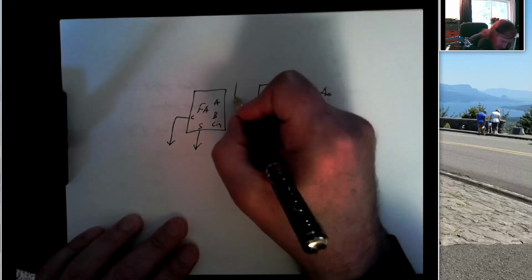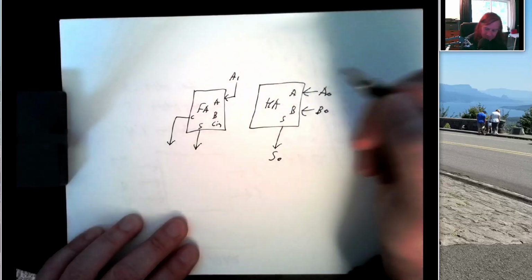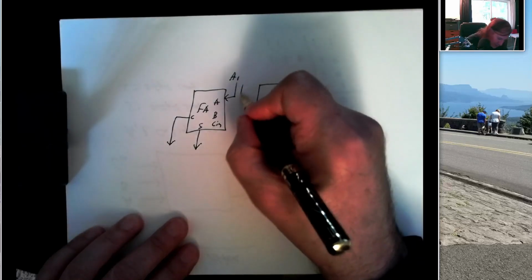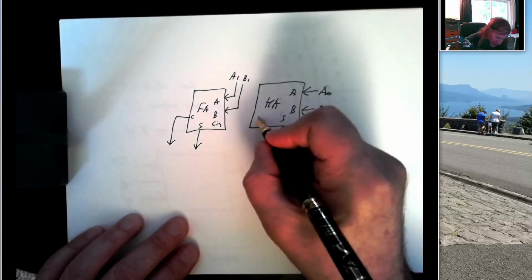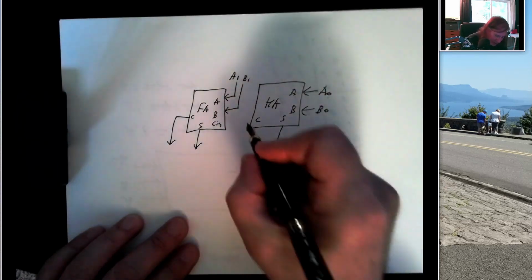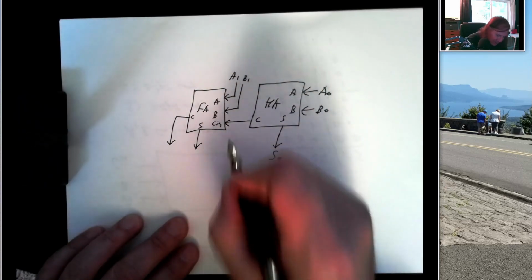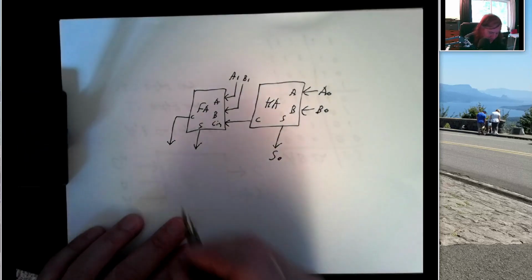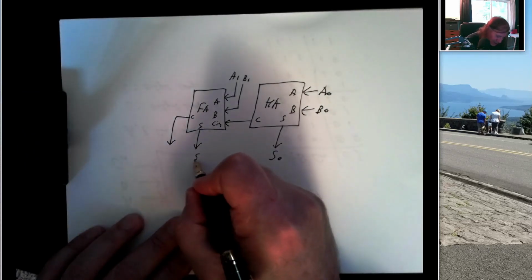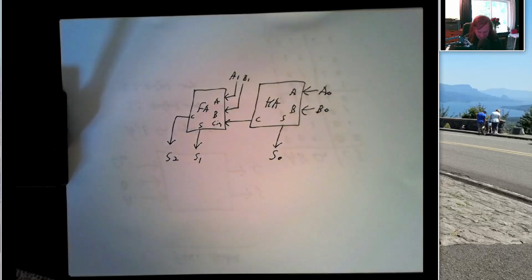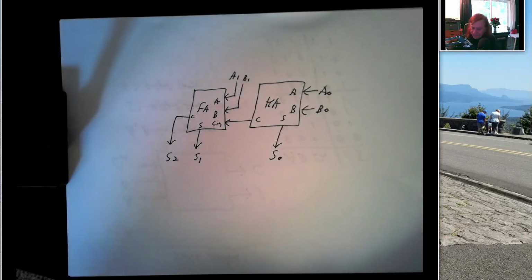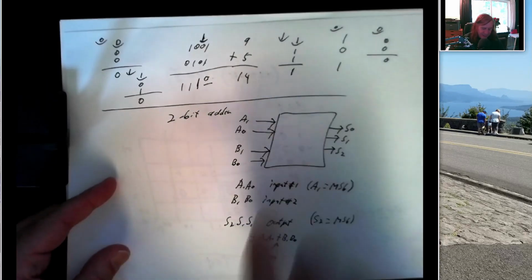Alright, so into here I'm going to feed bits 1 of my 2 numbers, A and B, and the carry out from my half adder, I'm going to connect that to the carry in on my full adder. I'm going to take the sum from my full adder, call it S1. I'm going to take the carry and call it S2. And if you work through this with some examples, what you'll find is that this is a block diagram for our 2-bit adder.